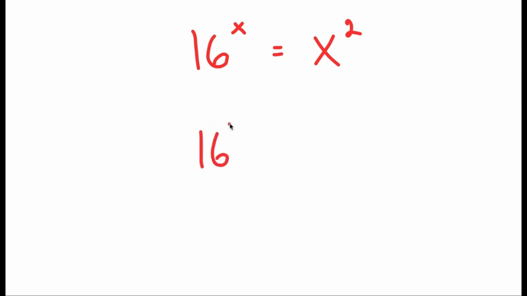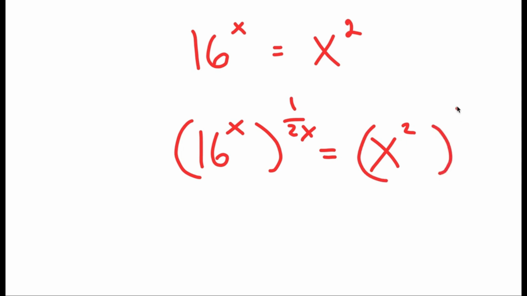So x in this case is the cube root of 3. Alright, so in this video, I'm going to solve the equation 16 to the power of x is equal to x to the power of 2. So to solve this, I'm going to first start by taking the power of 1 over 2x on both sides. So I get 16 to the power of x to the power of 1 over 2x is equal to x to the power of 2 to the power of 1 over 2x.